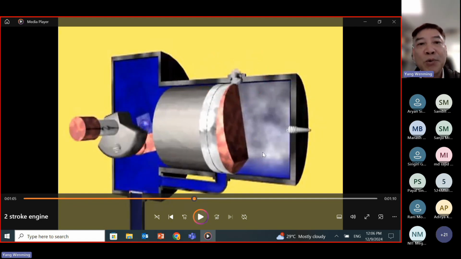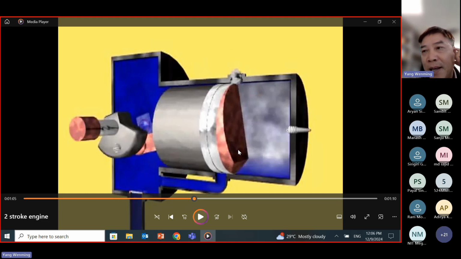Here we show you how the two-stroke engine works. The design is actually quite simple. We can see the piston has three different functions. The first is to function as an exhaust valve. When the piston moves down and uncovers the exhaust port, the exhaust gas is discharged from the cylinder. So the first function of the piston is as an exhaust valve, controlling the opening and closing of the exhaust port.